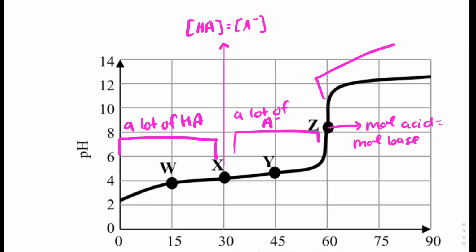And anything after Z means you're past your equivalence point, which is not something that we generally do in lab. You just have leftover hydroxide that can't react because all the acid has reacted, and that's why the pH starts to shoot up a whole bunch. Okay, so I would know that definitely.